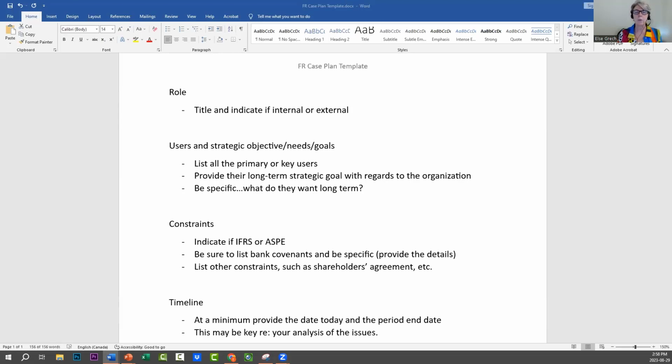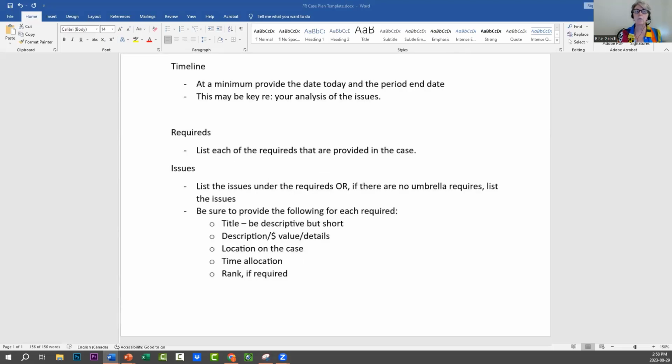Now, next, you're going to list the constraints. Remember, you need to know whether it's IFRS or ASPE. Any bank covenants, be specific, any other constraints. And then you've got the timeline, minimum. What's today's date? What's the date you have to report to the client? And what is your reporting period end, right? And then you've got the requireds, those umbrella requireds that are in the narrative, usually in the last two paragraphs.